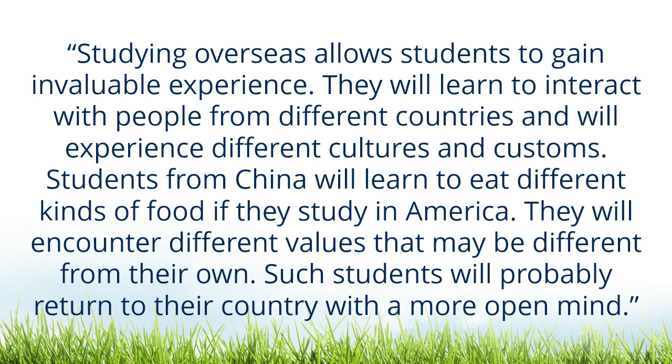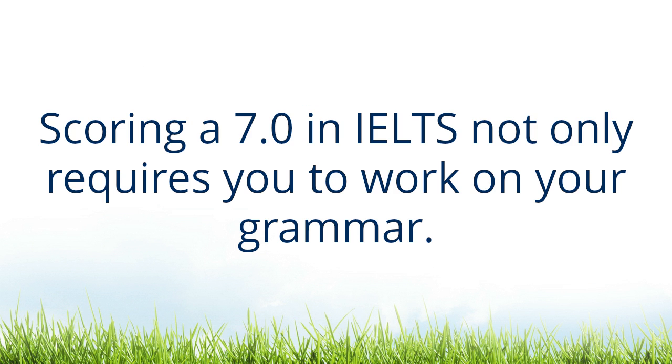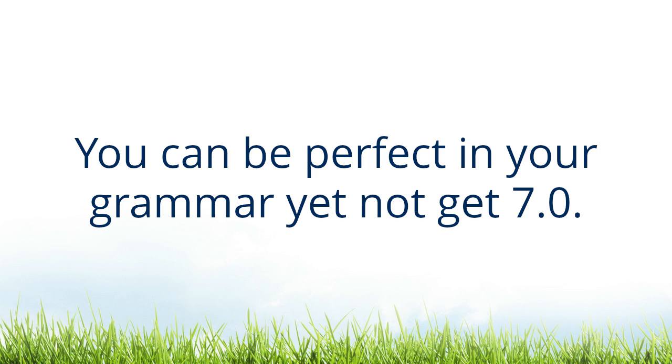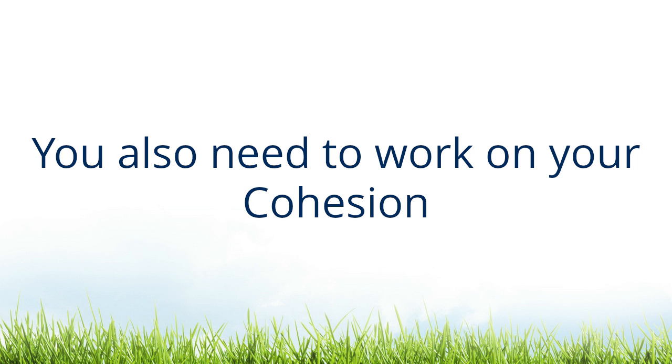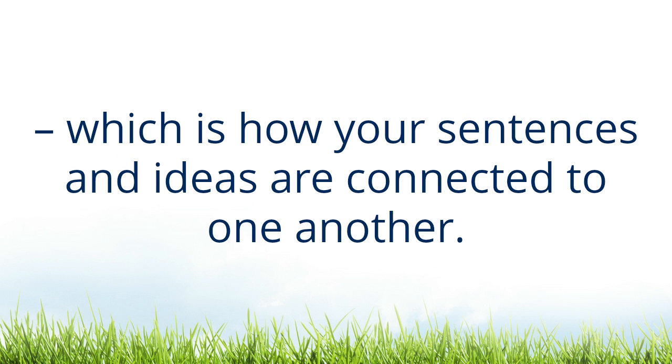Is there anything wrong with this? Whenever I ask some of my students this question, some will point to what they think are some grammar mistakes. Well, there are no grammar mistakes in this paragraph. If there are no grammar mistakes in this paragraph, then what can be wrong? Scoring a 7.0 in IELTS not only requires you to work on your grammar. You can be perfect in your grammar, yet not get 7.0. You also need to work on your cohesion, which is how your sentences and ideas are connected to one another.